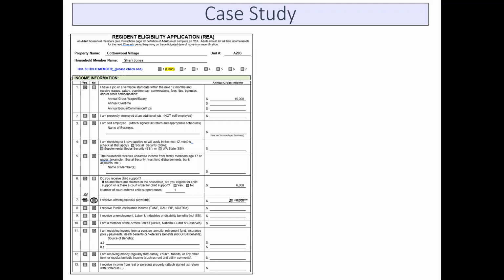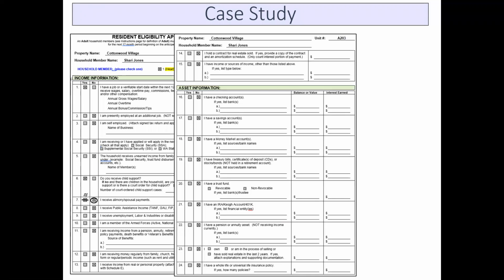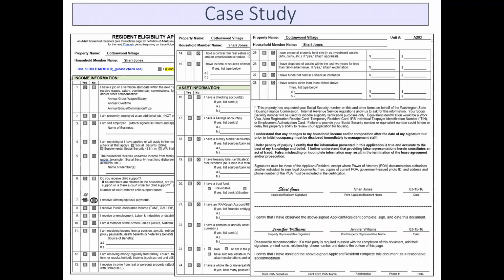Going through the rest of her REA, she's not claiming any more income. She's not claiming any assets. She did sign the REA, and site staff witnessed the REA. Notice you must witness the signature when the form is signed. We expect that an REA is completed as part of an interview process with management or site staff, so that they are available to answer questions that a resident may have and guide them through the process.